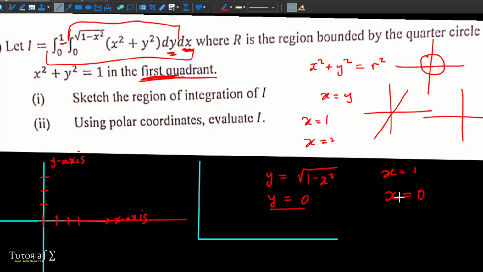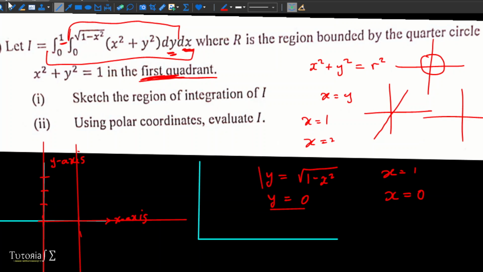Then we'll go to this one, x is equals to 0. X is equals to 0 will be here because we are counting 0, 1, 2, 3, 4, 5, and so on and so forth. X is equals to 1. Let me say this is where 1 is. X is equals to 1 will be somewhere here. Okay, now you're only remaining with this one.